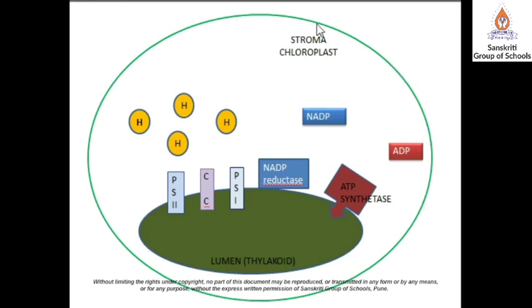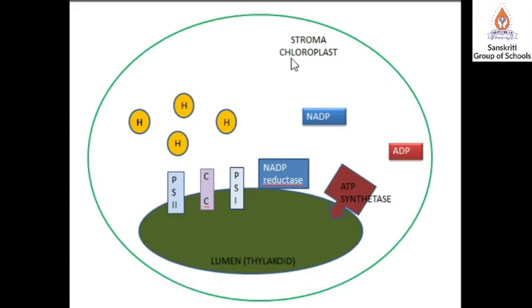This whole huge green oval or circle is a chloroplast. This white part in between is the stroma. And whatever you see as this dark green oval, that is a thylakoid, and the inside part is the thylakoid lumen.